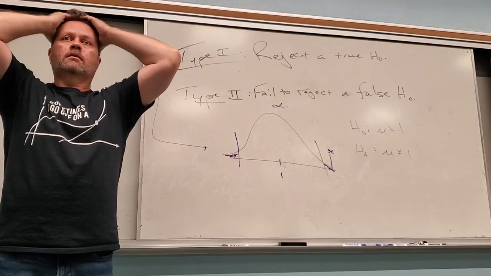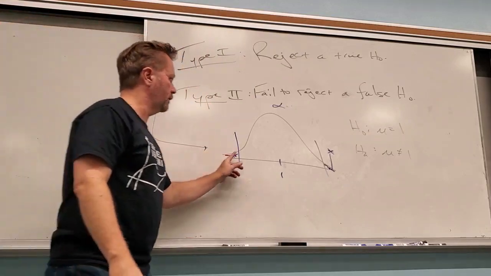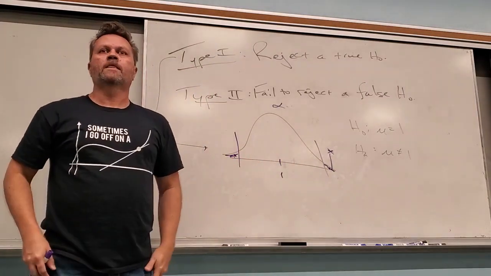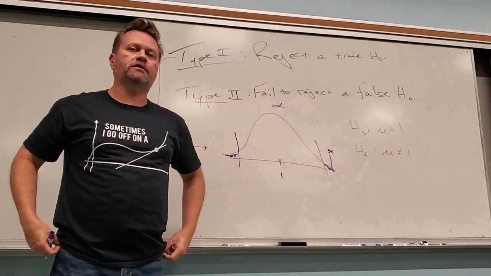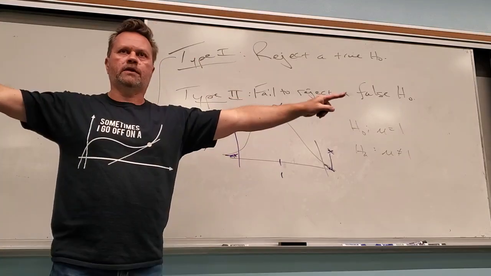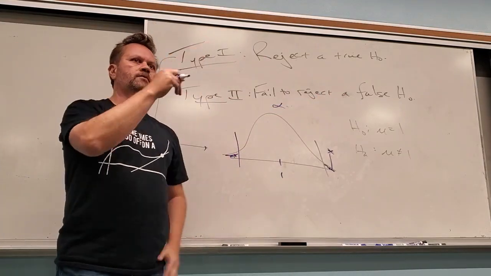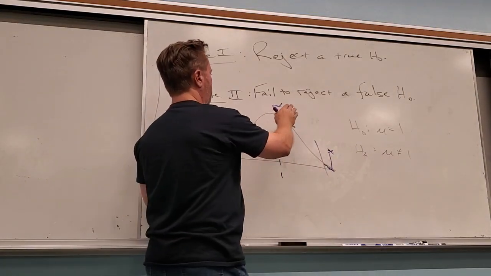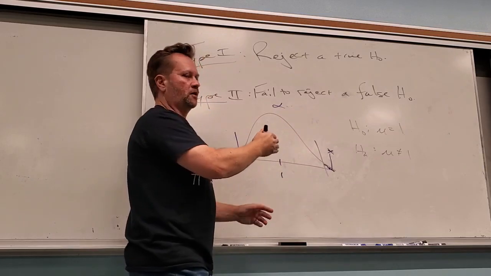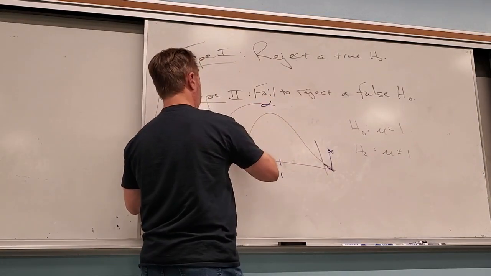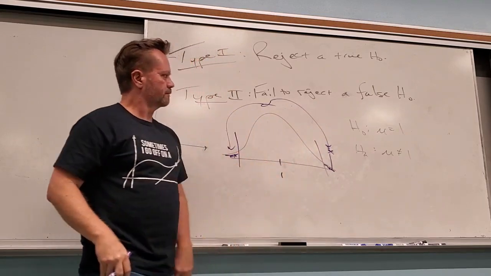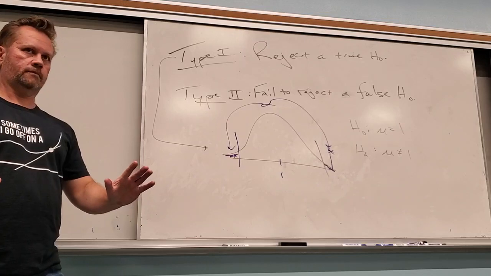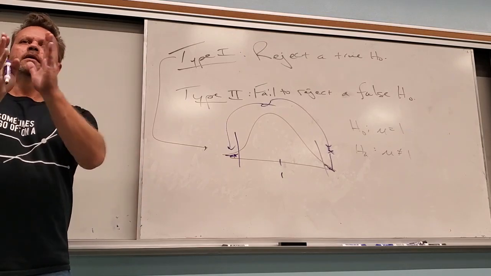I thought alpha was on the edges. Totally. So what do you have in the edges? Alpha over two in each tail, right? How much total is out there? Alpha. There you go. So why did you write it in the middle at the top of the hill? I just put it there. I'm sorry. Okay, here. That's all right. Now it looks like a meteor shower. Or it looks like hair. Weird. Okay.